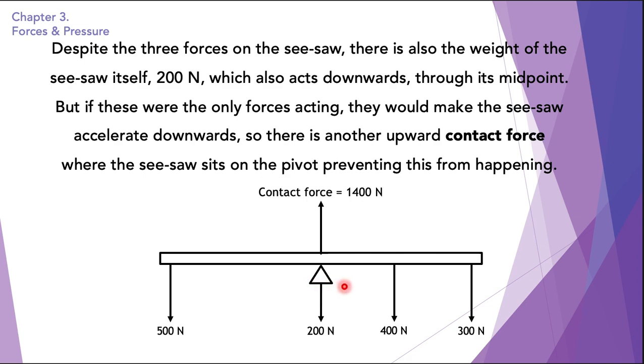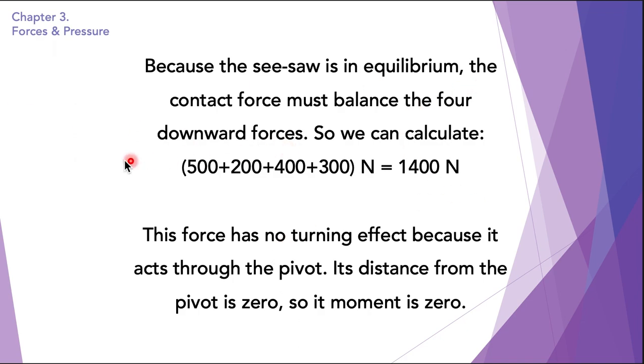This pivot basically sits on the ground, and the ground gives another upward contact force which is equal to all of these forces, 1400 Newton. This basically cancels all of these forces, and that is why the seesaw doesn't accelerate downwards. Because the seesaw is in equilibrium, the contact force must balance the 4 downward forces. So we can calculate 500 plus 200 plus 400 plus 300, and we get 1400 Newton.